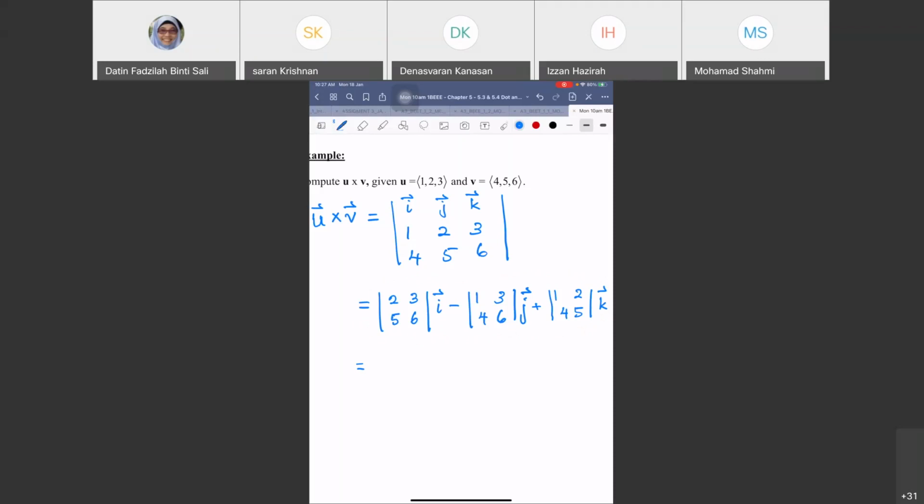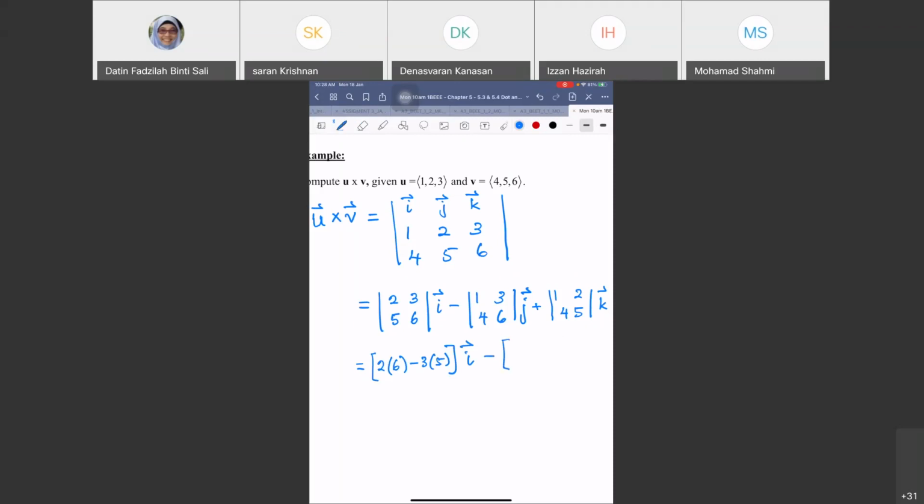Let me write this step by step first. So make sure you multiply the main diagonal and then subtract 3 times 5. This is for the i, vector i. And then plus, and this is minus, followed by minus.